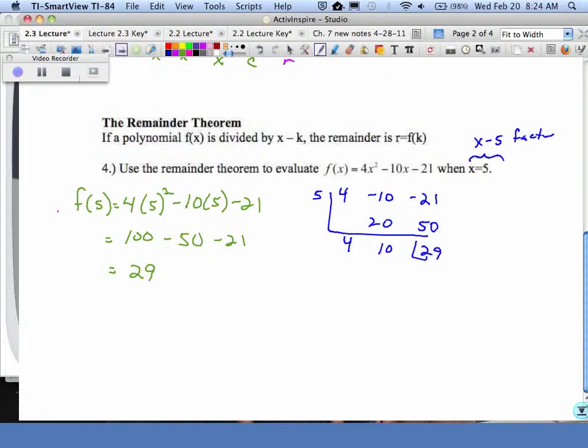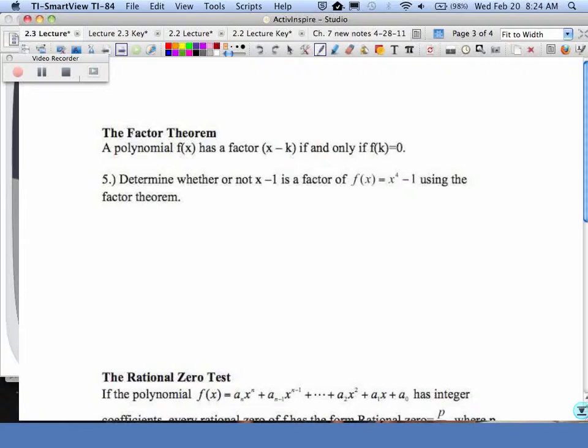Okay, so do the same thing. You have a choice. You can plug in, remember, they're saying whether or not x minus 1 is a factor. So I want you to determine whether it is a factor or not. Do that now. What are you going to do? It is. I'm done. What did I do?